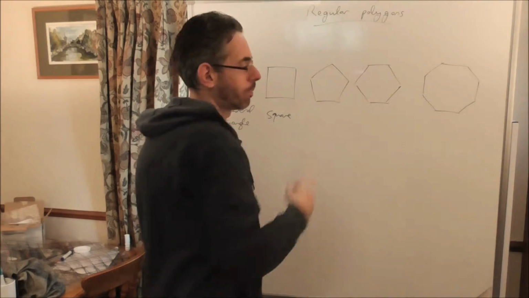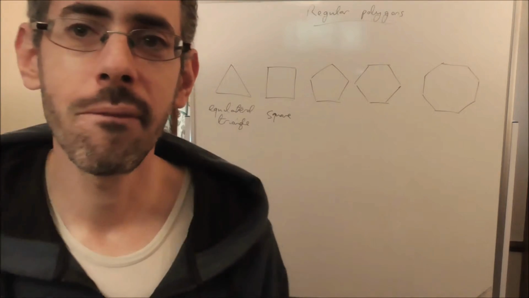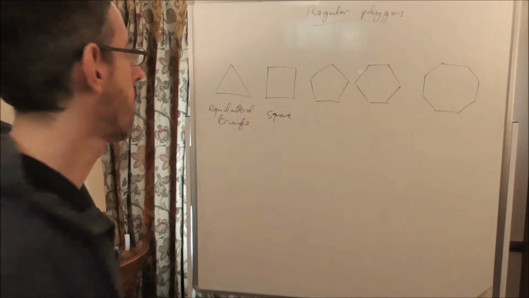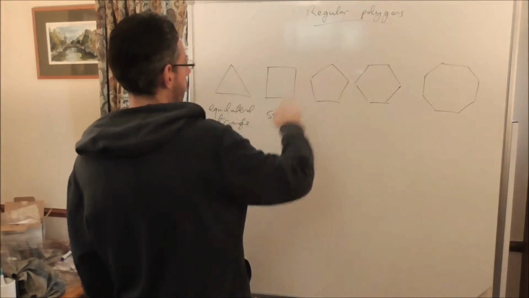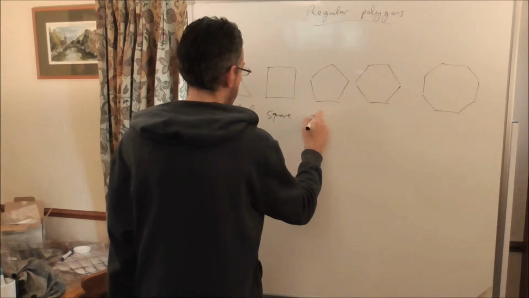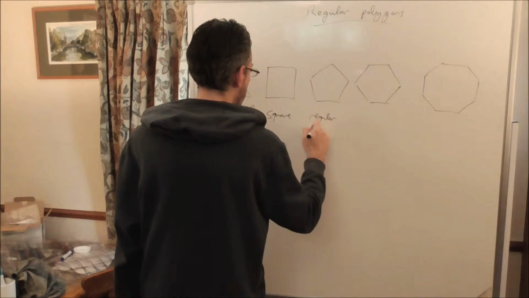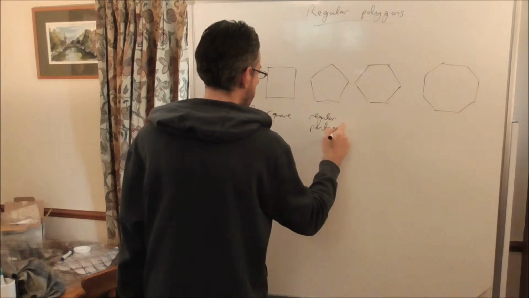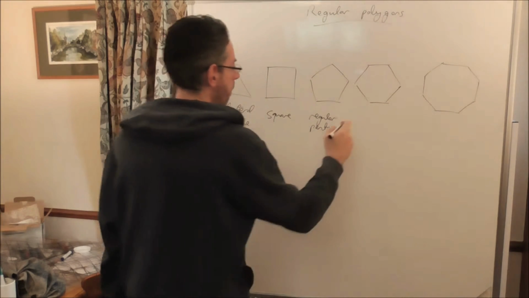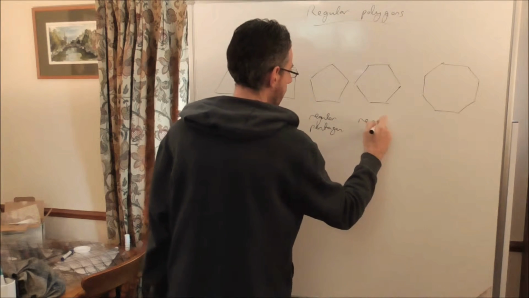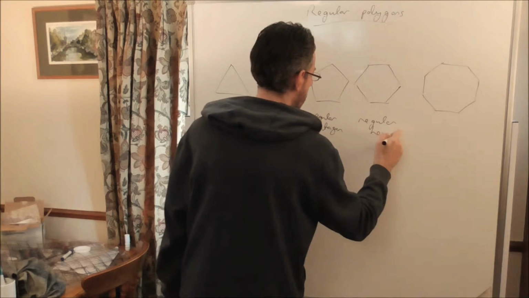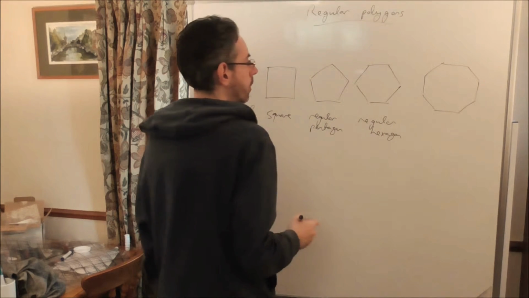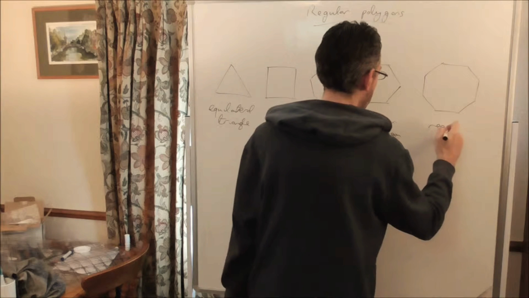But when you get beyond four sides, regular shapes don't really have a special name. This is a pentagon, and if all the sides and angles are the same, it's just called a regular pentagon. No special name there. A six-sided shape with all sides and angles the same is a regular hexagon. And eight sides, regular octagon.